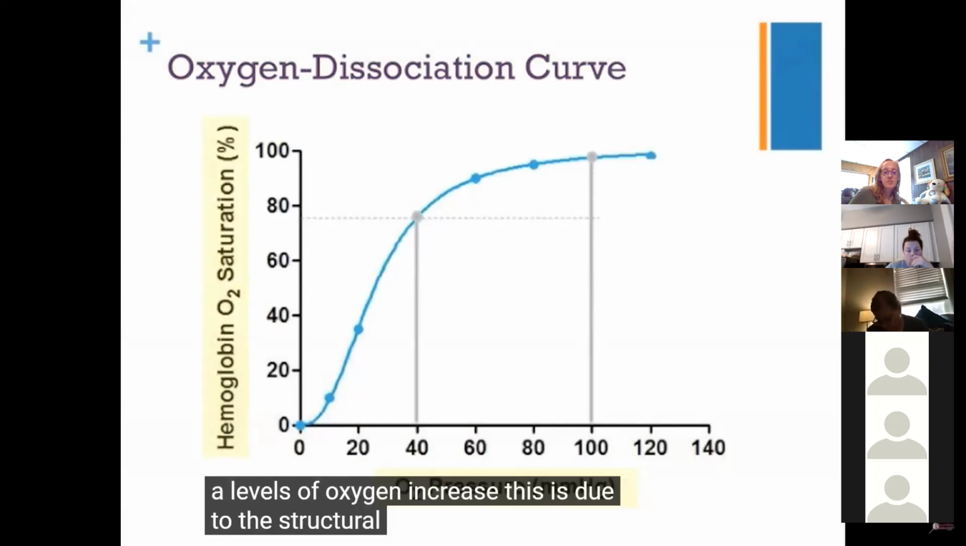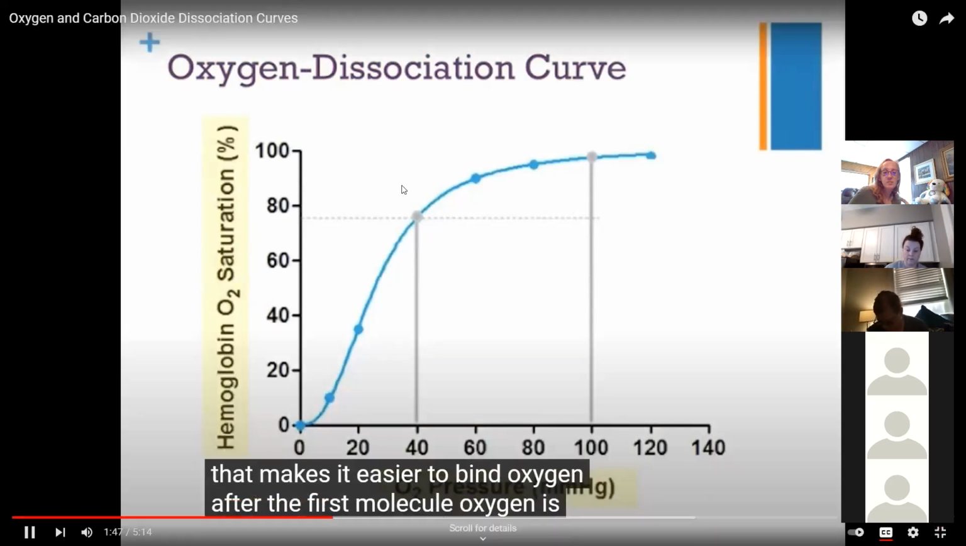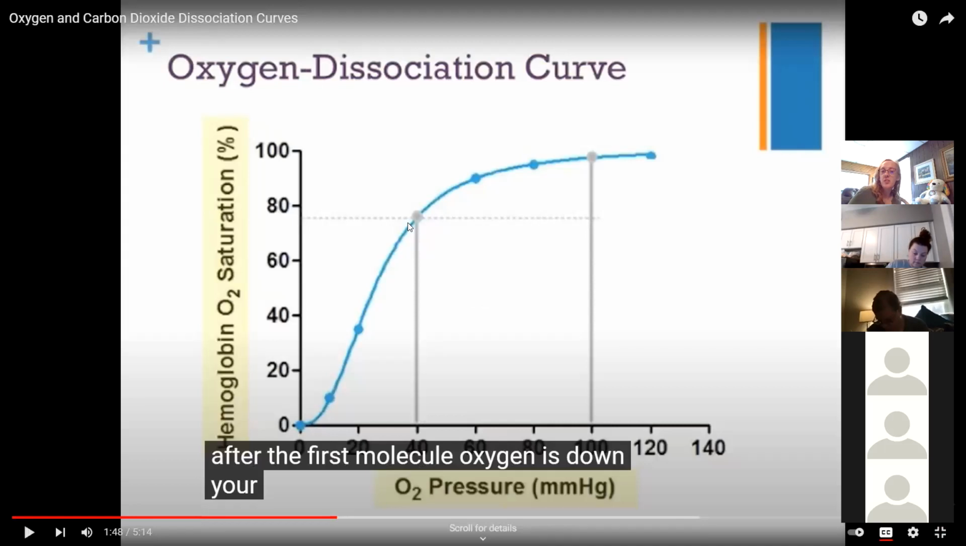This is due to the structural changes in hemoglobin that make it easier to bind to oxygen after the first molecule of oxygen is bound. So after the first molecule binds, the others, the second and third ones, are going to bind easier. Pulling the first oxygen molecule off the hemoglobin is the hardest. But after you pull the first one off, the second one will come off easier.